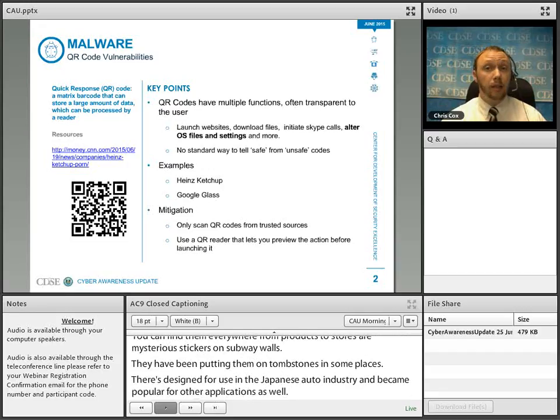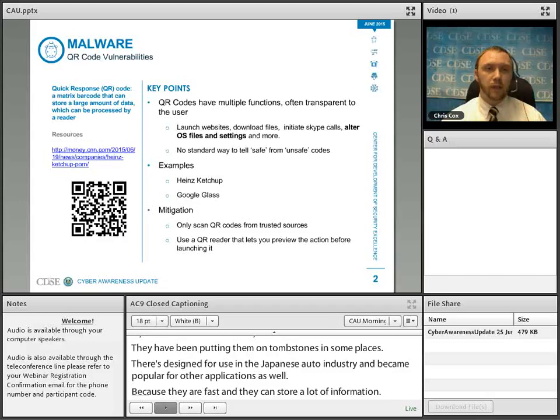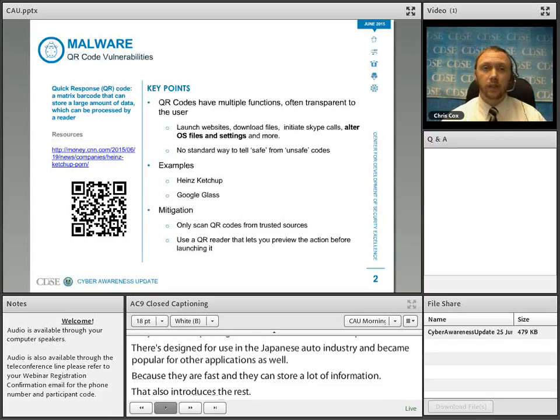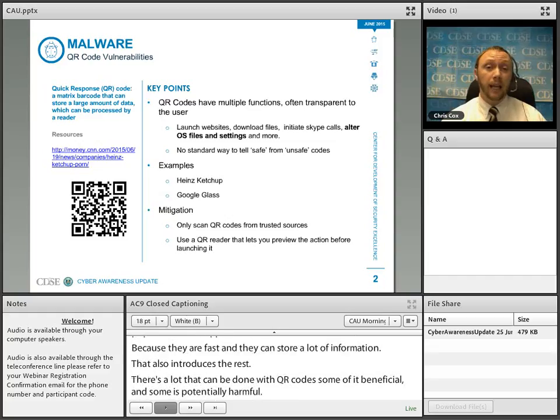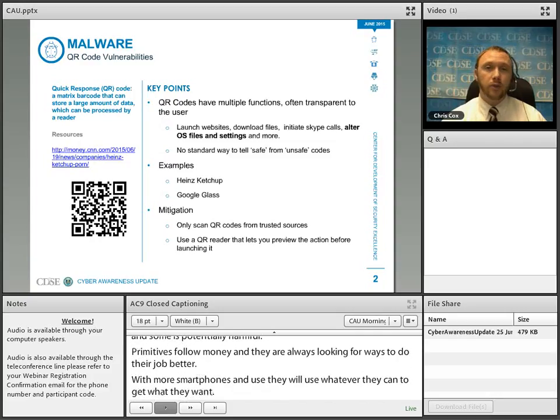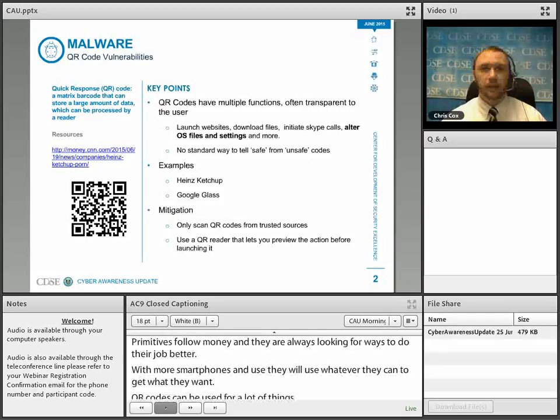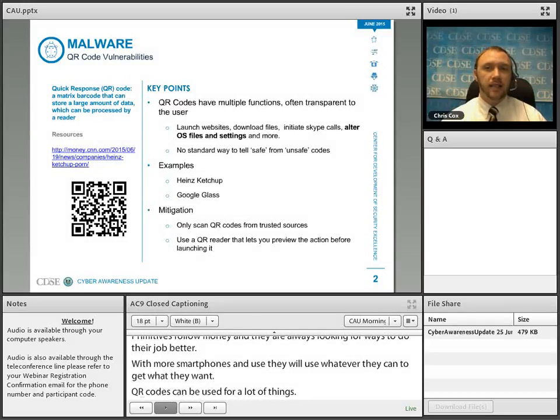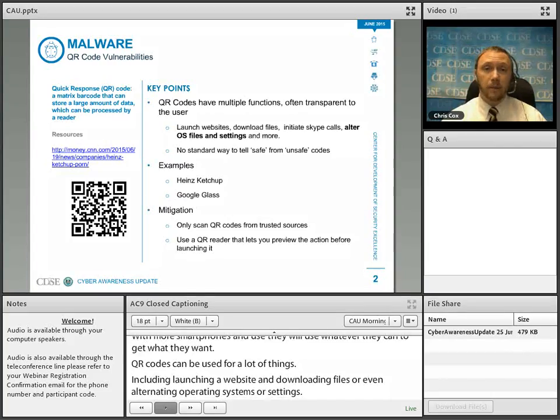There's a lot that can be done with QR codes, some of it beneficial and some of it potentially harmful. Criminals follow money, and the adversaries are always looking for ways to do their job a little bit better. And with more smartphones in use than ever before, they're going to use whatever they can to get whatever they want. QR codes can be used for a lot of different things, including launching a website, downloading files, or even altering operating system files or settings. The problem is there's no real way to tell a safe code from an unsafe one just by looking at it. The code might send you to a compromised website, or it might change the settings on your phone in a way that you probably wouldn't want.